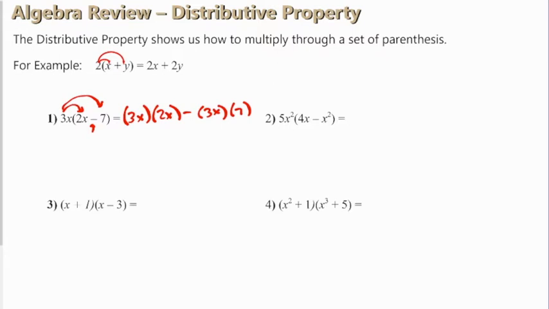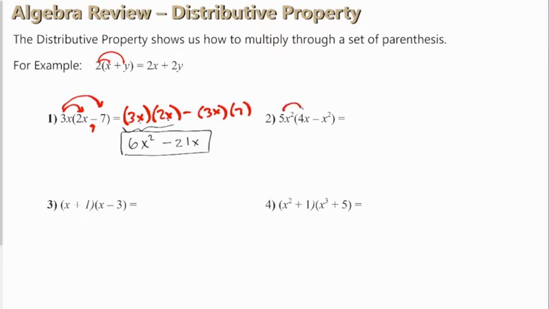And now we can do the multiplication of these terms. So 3 times 2 is 6, and x times x is x squared. Bring our minus down. 3 times 7 is 21. There's no x on the 7, so it's just 21x. And that would be our answer to number 1. So pause the video, try number 2, and see how you do with that one.